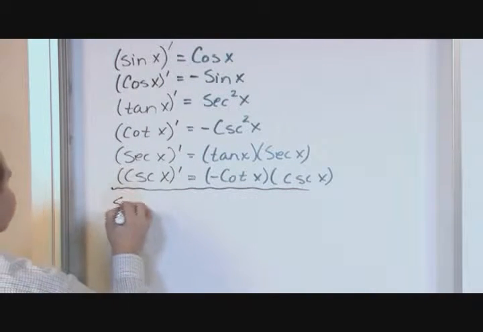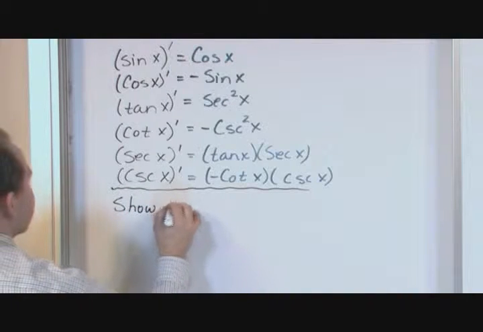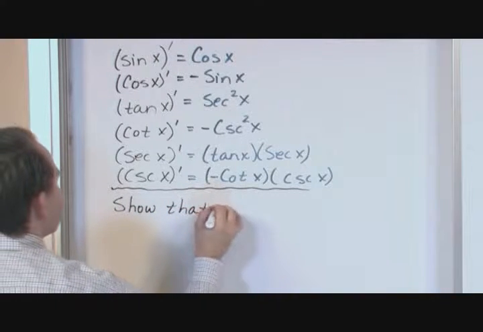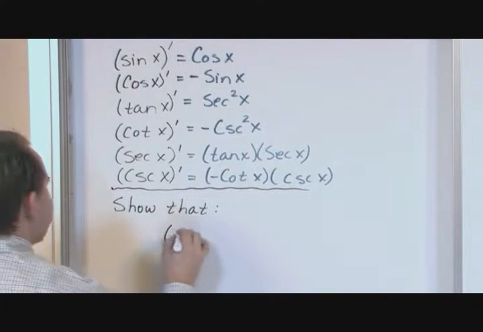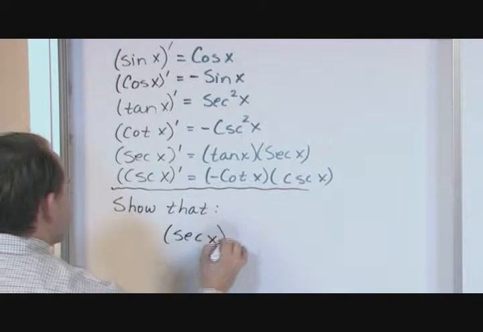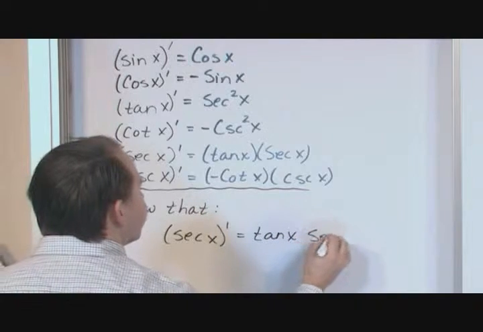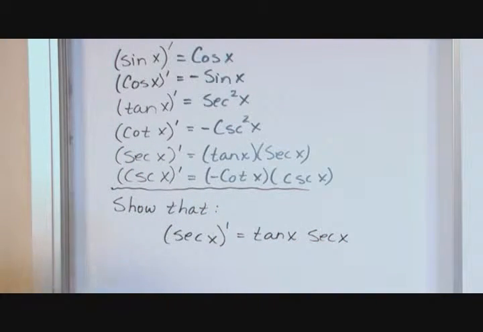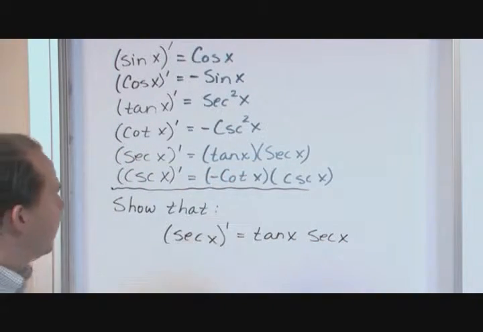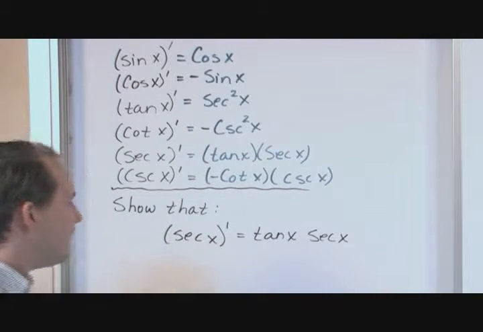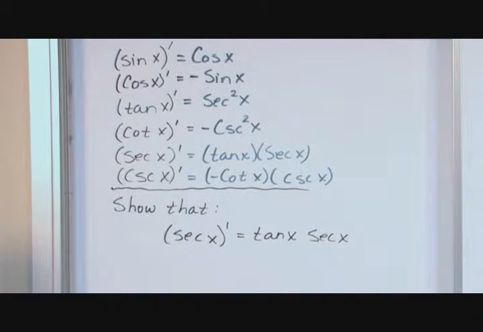Show that the following is true. Secant x derivative is equal to tangent secant. All right, so you might be asked to show that. It's given in the little table above, but how do you prove it, right? You're very, very likely to be asked to show that's the case. And even if you're not asked to show that on a test, it's a great way to flex your muscles and make sure you understand this stuff.